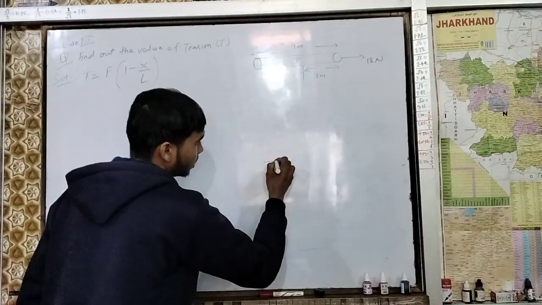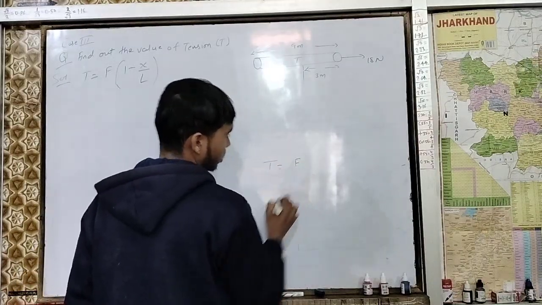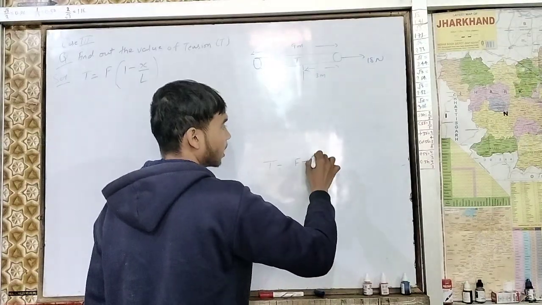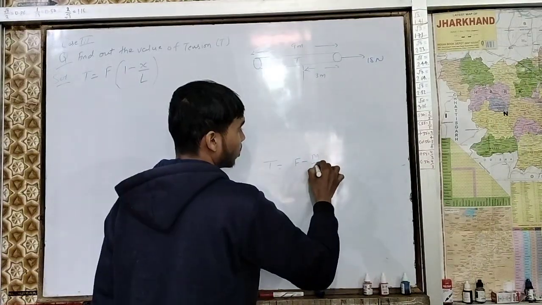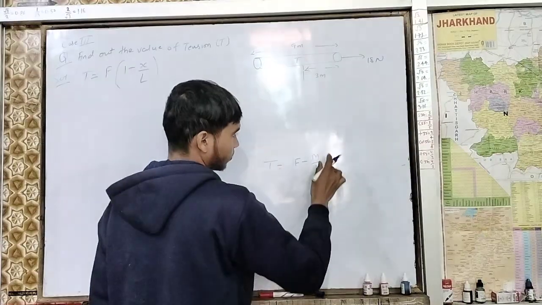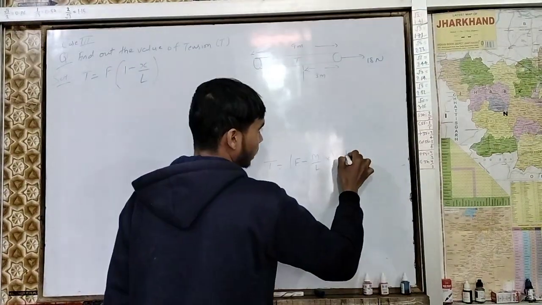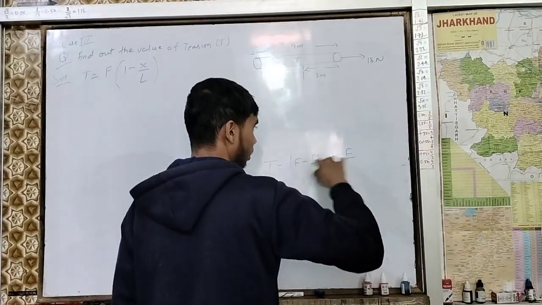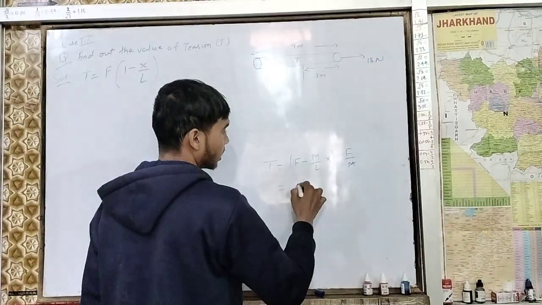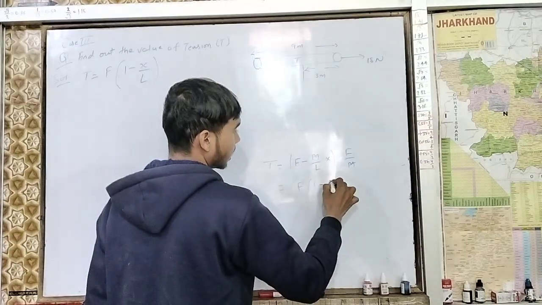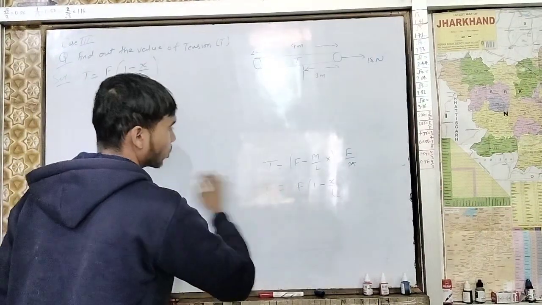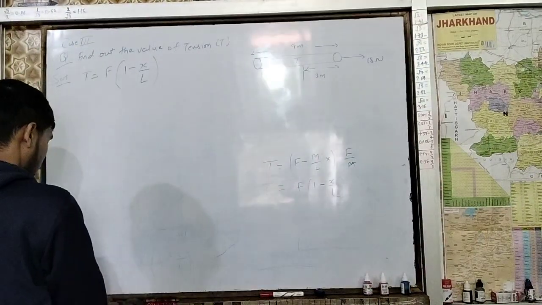For example, T is equal to F minus m, where the mass per length is m upon L multiplied by x, into F upon m. Again m and m will cancel each other. F is common, so F(1 minus x upon L). This is what we wrote over here to calculate tension force.